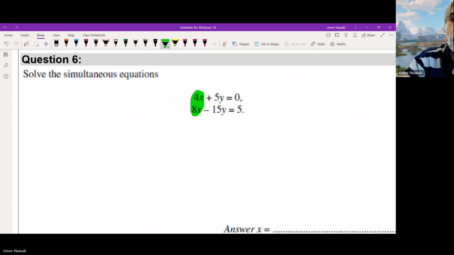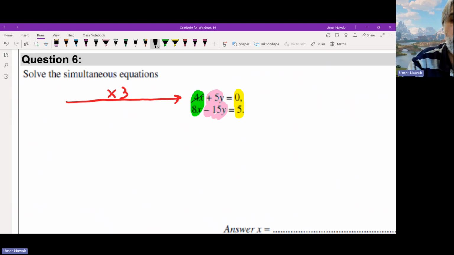Question number 6. Check, are they in the standard form? Answer is yes, they are in standard form. Now decide which variable you are willing to cancel. For sure, you will say, Mr. Omar, I want to cancel y. So if you want to cancel y, you must have 15y and minus 15y. So how can I make 5 into 15? You need to multiply with 3.